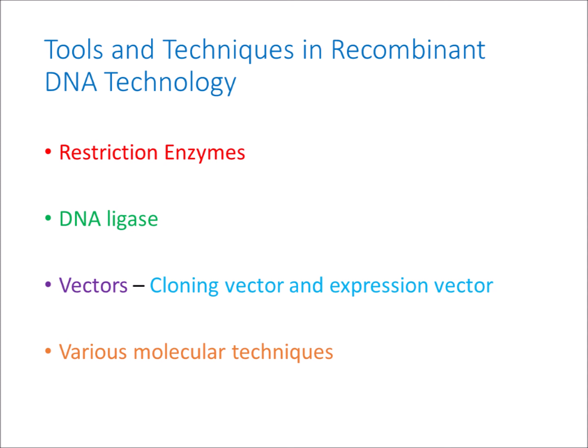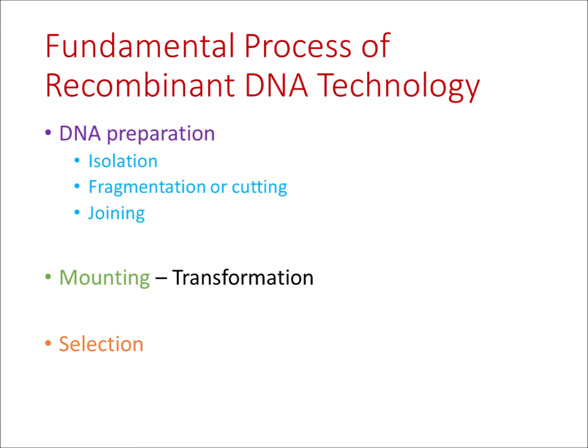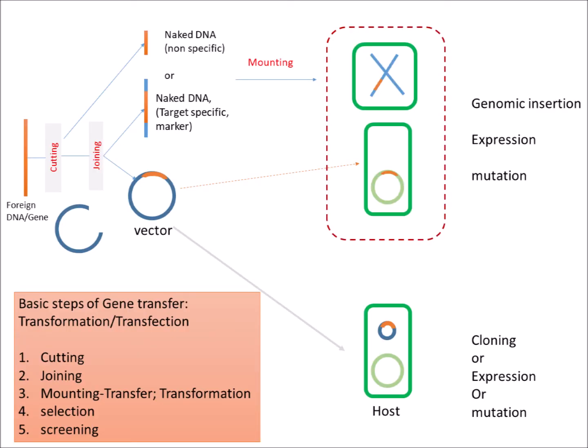The fundamental process of recombinant DNA technology involves DNA preparation, in which DNA is isolated and fragmented using restriction enzyme. After cutting, the DNA fragments are ligated with vectors. In the next step, the recombinant vector is introduced into the host by electroporation or other methods and amplified in the host cell.